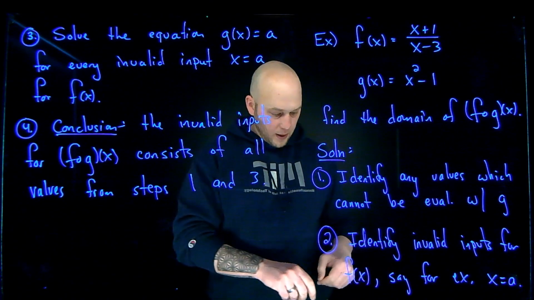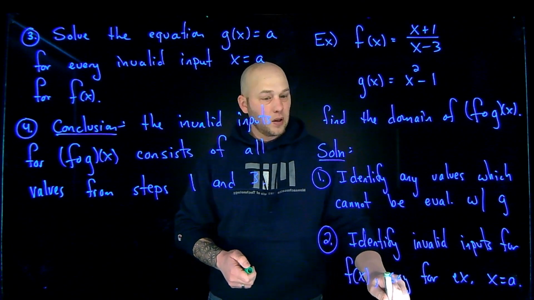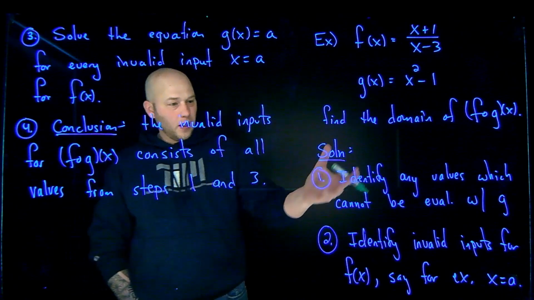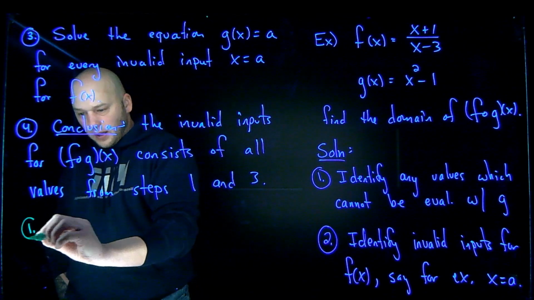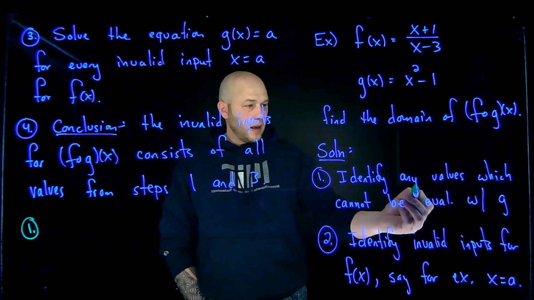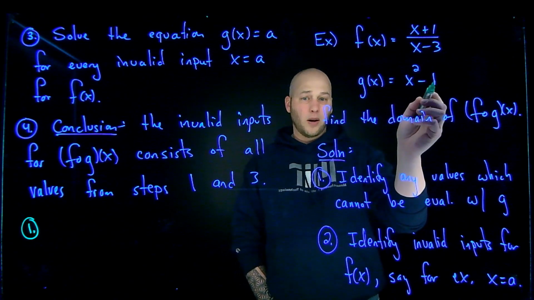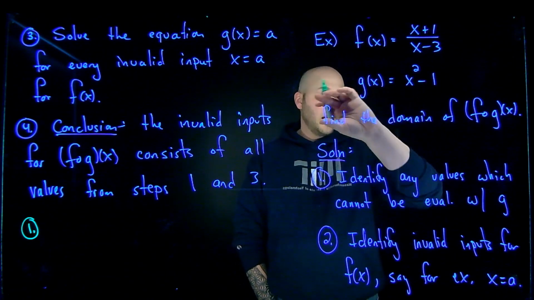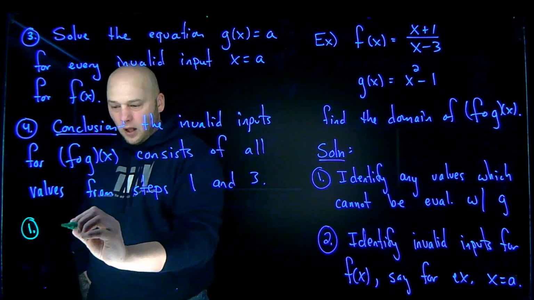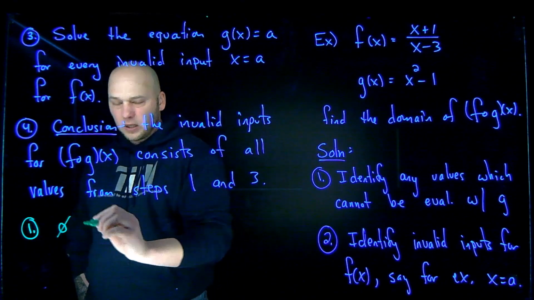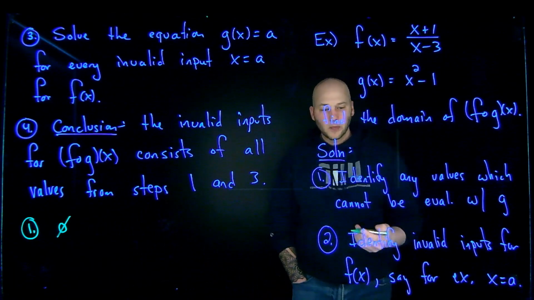Okay, let's go ahead and work out the details for this specific example. So if I want to follow along with the steps here, I'll label it as step 1. Identify any values which cannot be evaluated with g. The function g of x is actually a quadratic polynomial, and I can plug in anything to that. So just for shorthand, I'll use the symbol for the empty set. There's no values that I cannot plug into g.